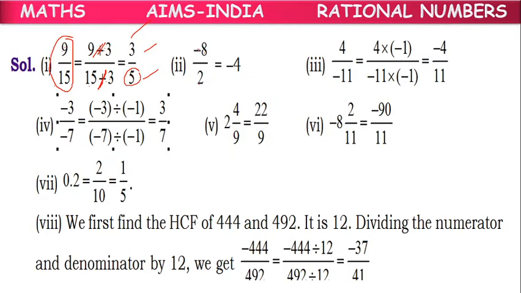-8 by 2. 2 4 times 8. In denominator there is nothing, means we can assume 1. So we are getting -4. So it is in the standard form.